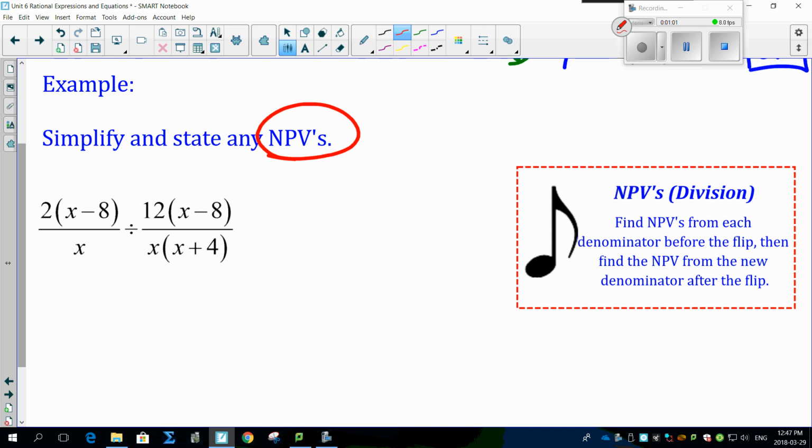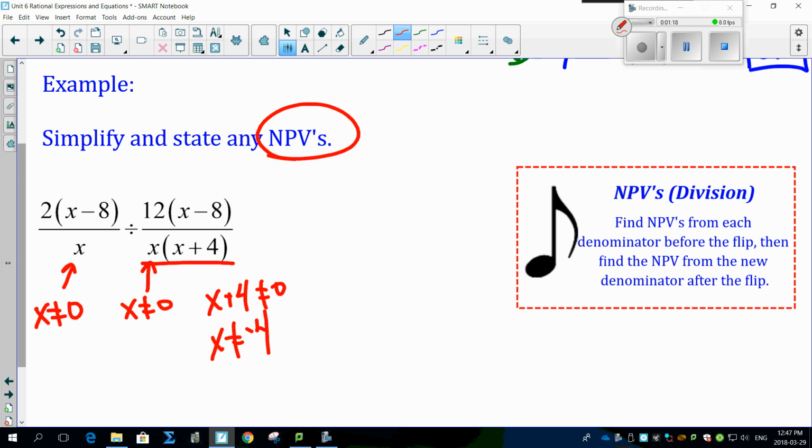Okay, let's look at this guy right here. Look, we know x cannot equal 0. Check out this one. x cannot equal 0, and x plus 4 cannot equal 0, which means x cannot equal -4. So it's redundant to say x cannot equal 0 twice. We've said it once. That's good enough, okay?